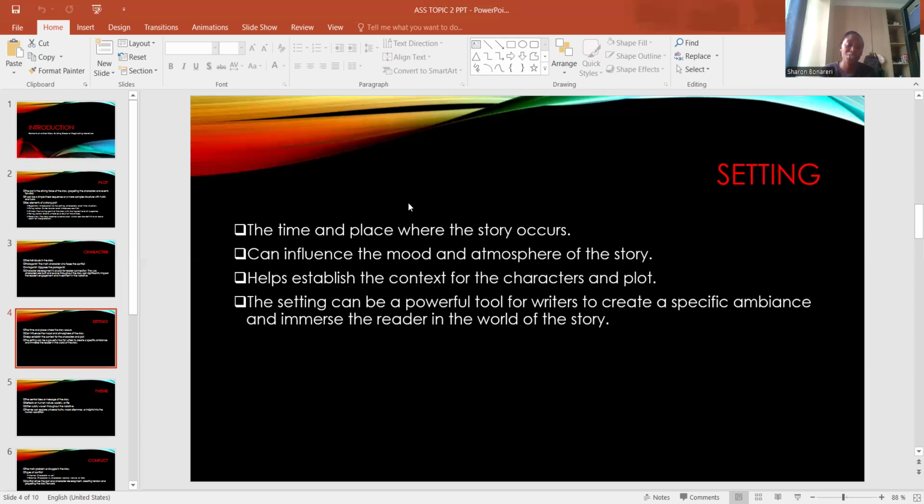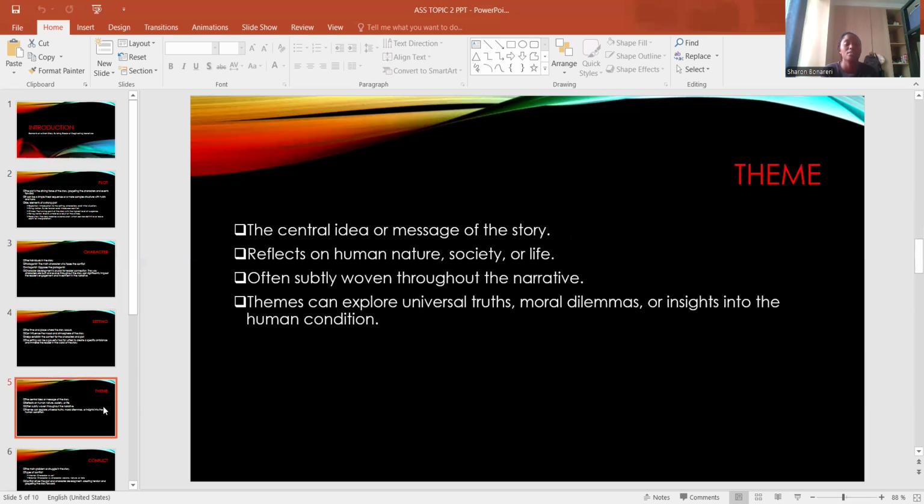So we go to the next element, which is theme or themes. Theme is the central idea, the main idea that's being talked about, the message that is being communicated and presented to us.